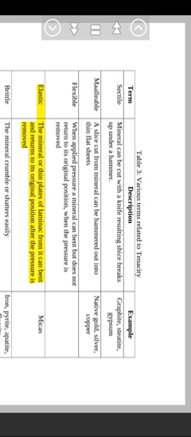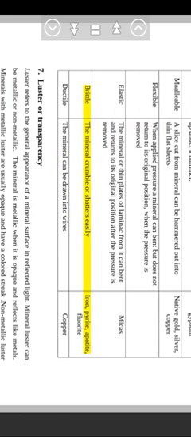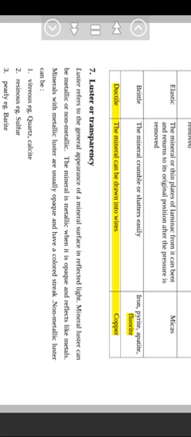Elastic: the mineral, or thin plates of lamina from it, can bend and return to its original position after the pressure is removed. Micas. Brittle: the mineral crumbles or shatters easily. Iron, pyrite, apatite, fluorite. Ductile: the mineral can be drawn into wires. Copper. 7. Luster or transparency.